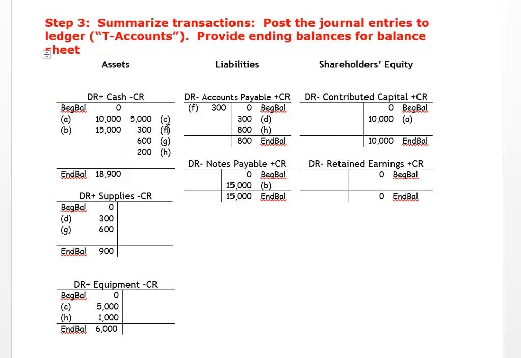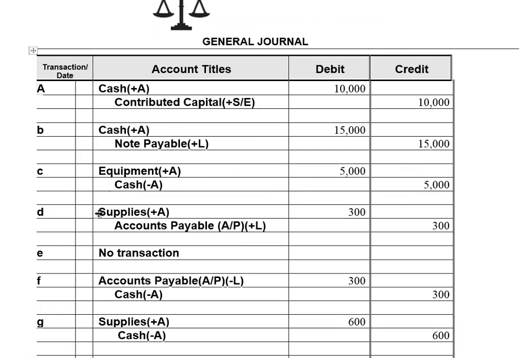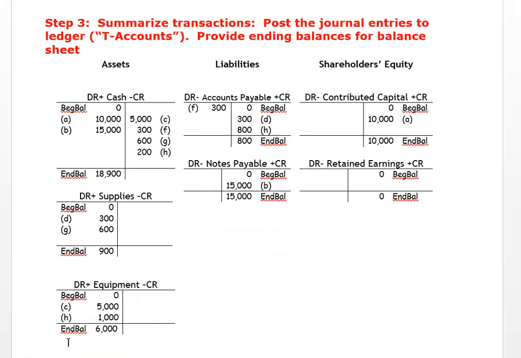journalized in step 2. What happened in B? Well, entry B said, what happened? We got cash from the bank. So don't forget, we debited cash and credited the note payable. So what does that look like in our T account? It was transaction B. We debited cash, we looked to our notes payable, and we credited it in part B for $15,000.